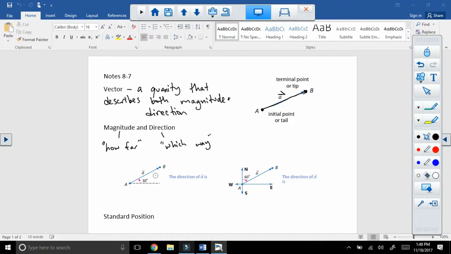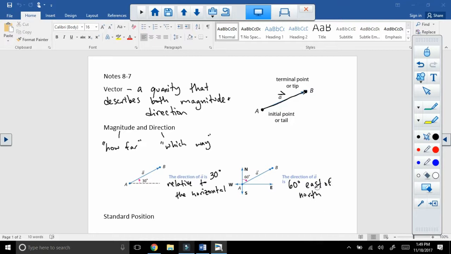There are a couple different ways that you can describe the vector. This vector here, we could say that it is 30 degrees relative to the horizontal. And if it doesn't give you any other clues, this is probably the one that it's talking about. It might not have that written in there. This one here, however, is the same vector, but this one's going to be described a different way. So this one here, we could say that the vector is 60 degrees east of north.